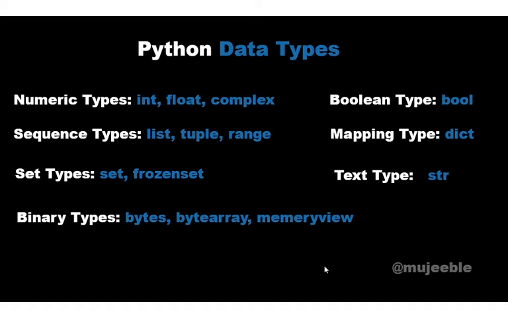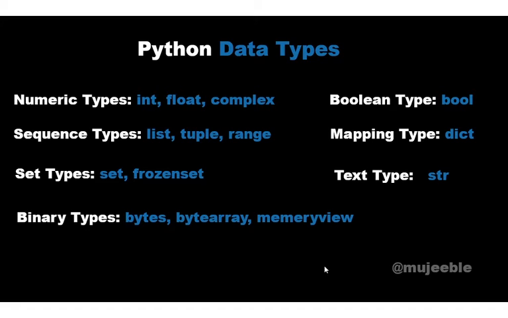In this video, we will talk about data types in the Python programming language. Python has data types built in by default, which fall into these categories. In the numeric type category, we have int, float, as well as complex.